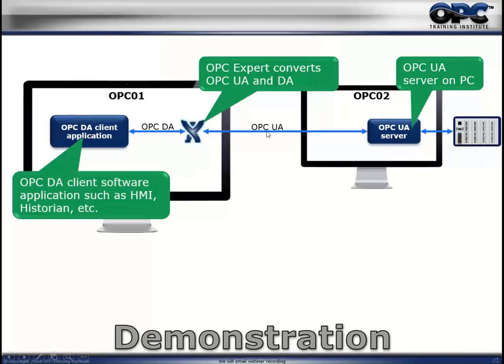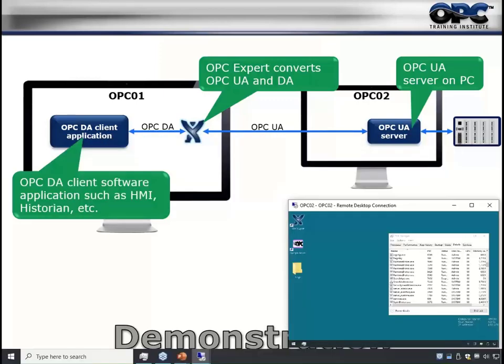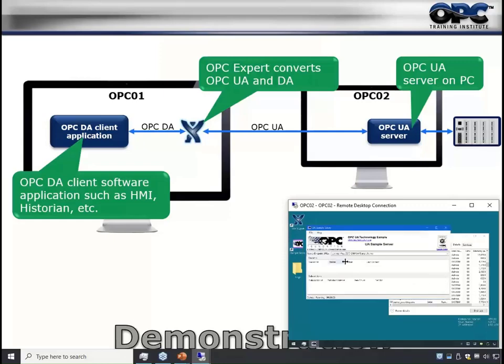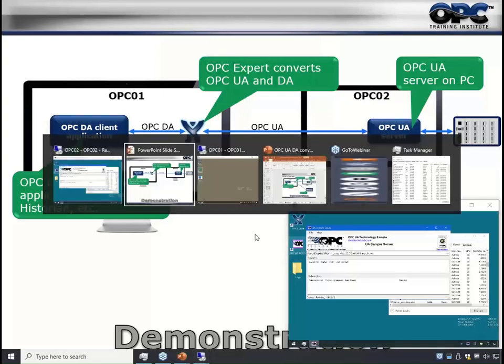So to do this, you notice OPC Expert is on this computer. The UA server is over here. So first I'll run a UA server over here. So on OPC02, we will run the OPC Foundation sample server. So here we go. I'm running the OPC Foundation sample server. There it is. It's running. So that's this one right over here. It's running. So now we're going to set up OPC Expert right over on OPC01. We're actually done on here. So let's go back to OPC01.